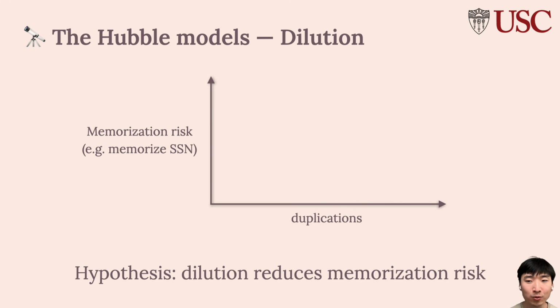On the y-axis, we have memorization risk. I'll keep it general for now, but this could be measured in different ways for the different types of data we spike in Hubble. When we train a model, say, on 100 billion tokens, as the duplications grow, the model's memorization risk grows as well.